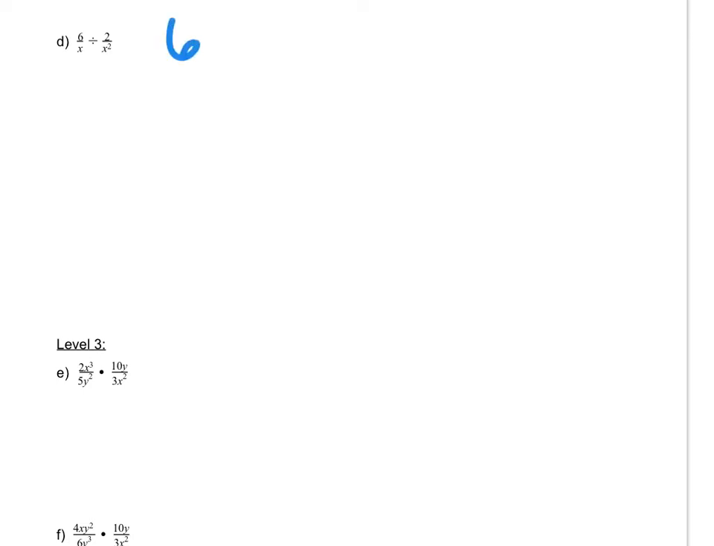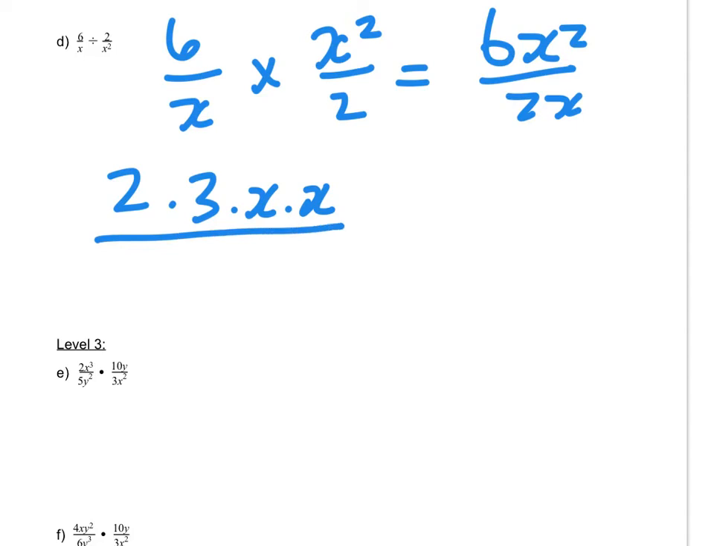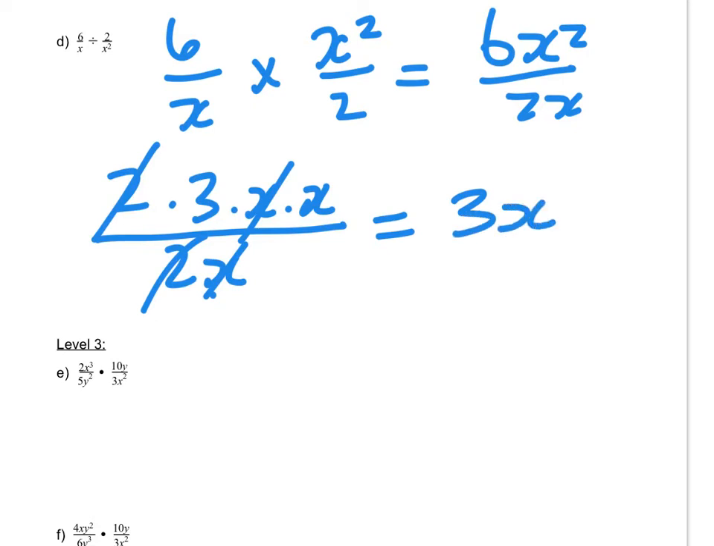So let's look at the next one again. 6 over x, keep, change, flip. Now you do top times top, 6x squared over 2x. Now in this case there's something that can be simplified. The common factor between the top and the bottom is 2x, so on the top you're going to have 2 times 3 times x, 2 times 3 is 6, times x squared, over 2x. Now let's cancel out: 2 on the top and 2 on the bottom cancel. X on the top, x on the bottom cancel. You're left with 3x on the top, and that's your answer.